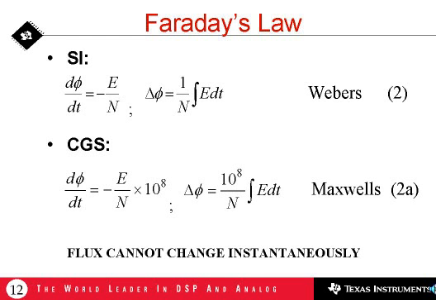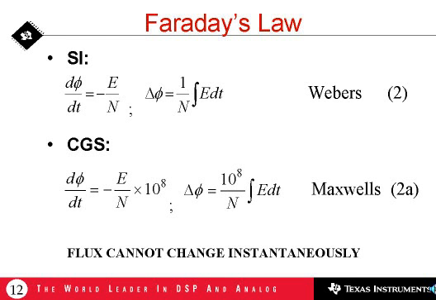Faraday's law defines the relationship between magnetic flux and voltage. Specifically, the rate of change of flux through a coil of wire is equal to the volts per turn applied to that winding. Not the flux, but the rate of change of flux. If we integrate that relationship, then the total change in flux is equal to 1 over n times the integral of volts-seconds applied to the winding.